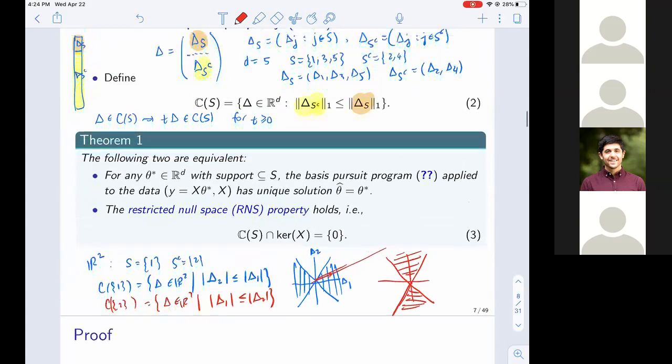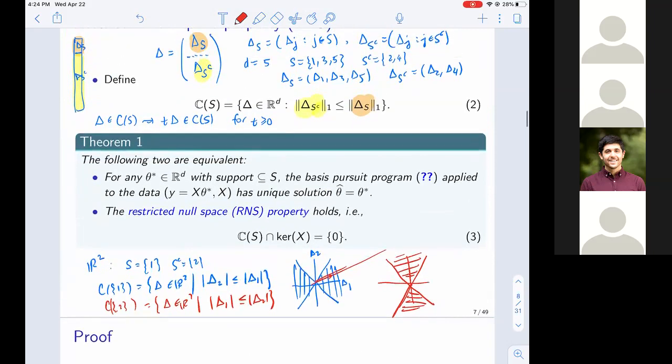The theorem says that the following two statements are equivalent. The statement I'm going to mention and the next statement are equivalent. For any theta star with support in S, basis pursuit has a unique solution equal to theta star. That's one statement.